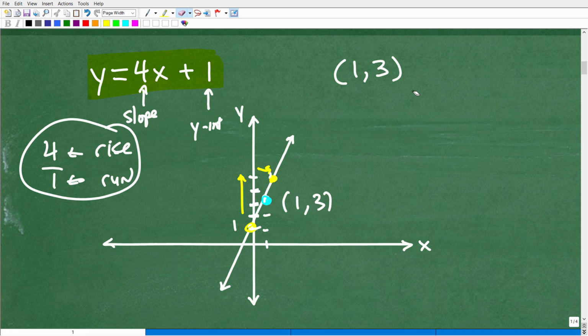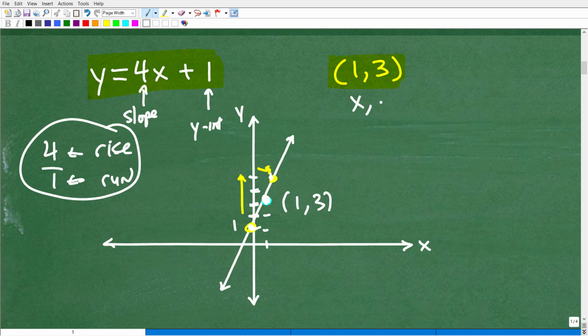All right, so how do I answer this question? Well, first of all, let's understand this point here, (1, 3). We call this a point on the XY coordinate plane. But it's also referred to as a coordinate, and it's also precisely referred to as an ordered pair.